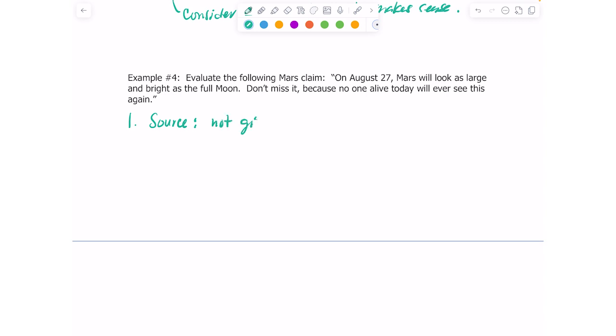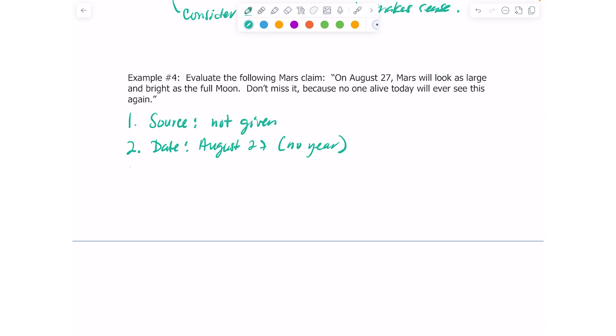Okay, the second is the date, right? It tells me August 27th, but there's no year listed, right? So that would also make me suspicious. Are they talking about, is this a yearly event? Is it every 100 years? Is it monthly? What's going on?